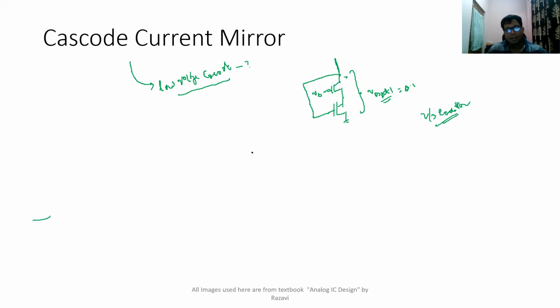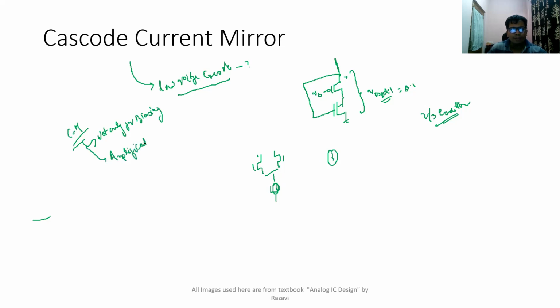Now, the cascode current mirrors can not only copy current. We have just seen that they copy current, like in a differential amplifier, wherever you want to bias. So they copy the current and you can bias it. But they are not only used for biasing purposes. Current mirrors are also used for amplification, for signal amplification.